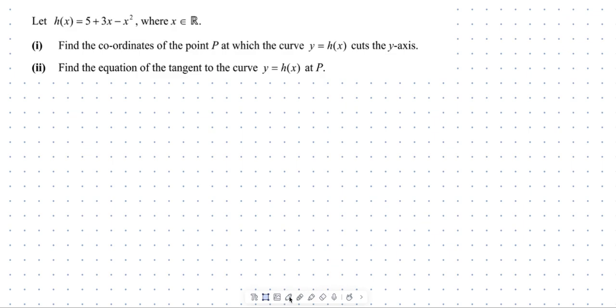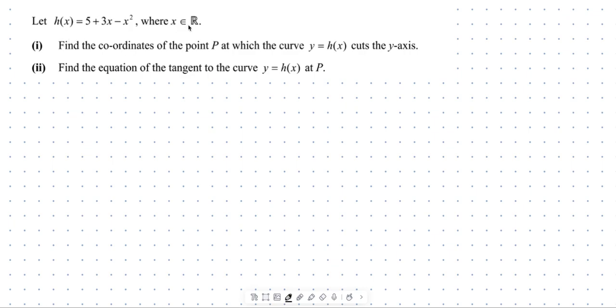In this video we're going to take a look at how to work with the function to find the equation of a tangent. So the first question here is: find the coordinates of the point P at which the curve y is equal to h of x cuts the y-axis. So here is h of x, it's a function.